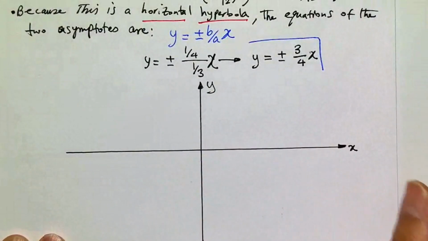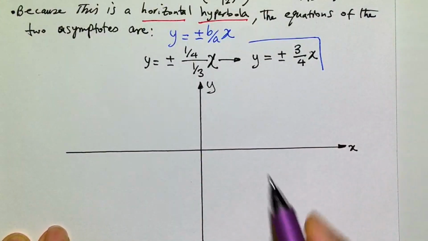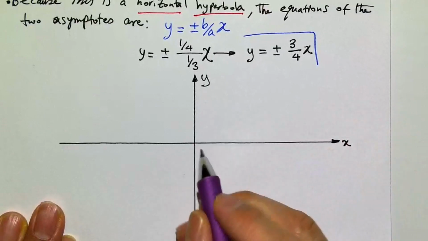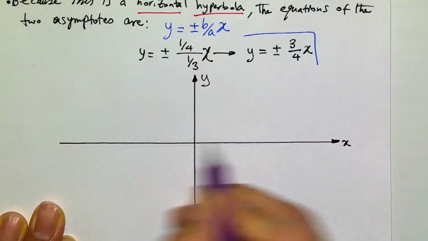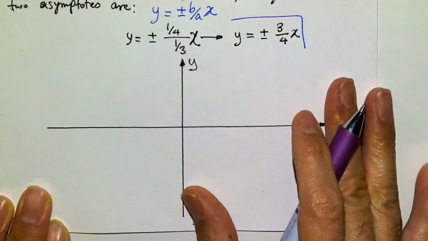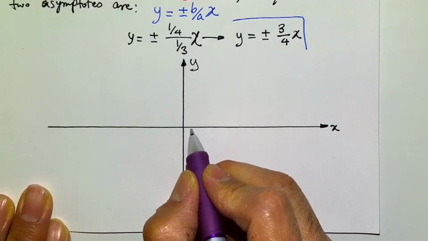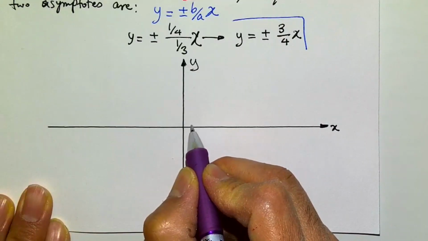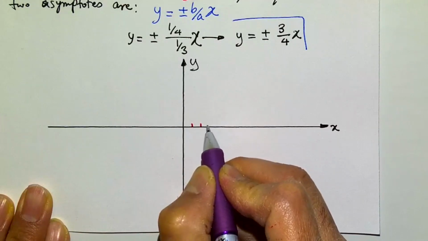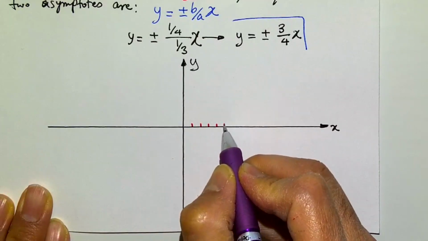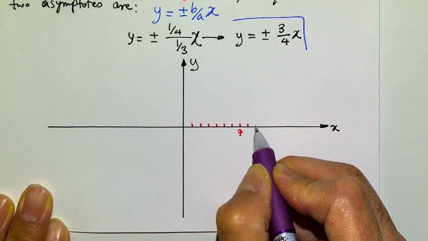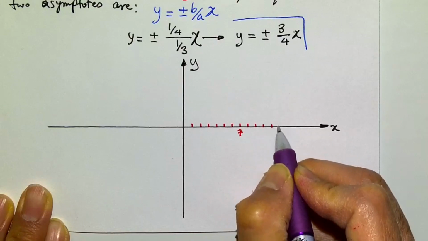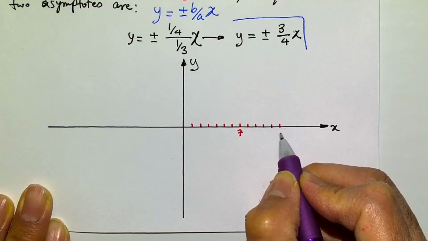I'm going to divide one increment, from 0 to 1, into 12 little increments. So let me do that. Especially along the x-axis, I need to do that in order for my graph to be as accurate as possible. So 1, 2, 3, 4, 5, 6, 7, 8, 9, 10, 11, 12. And so this is 12.